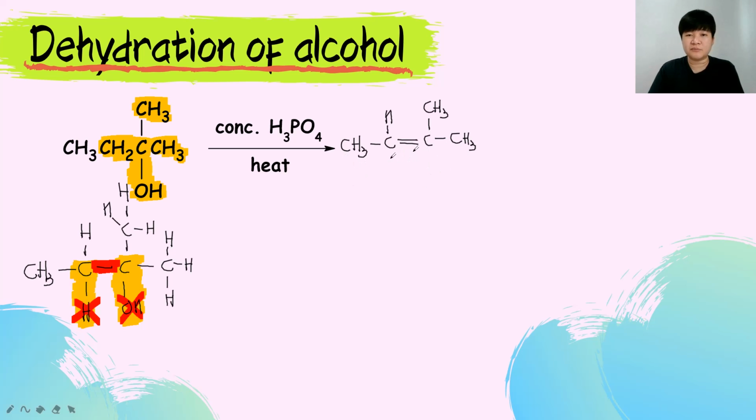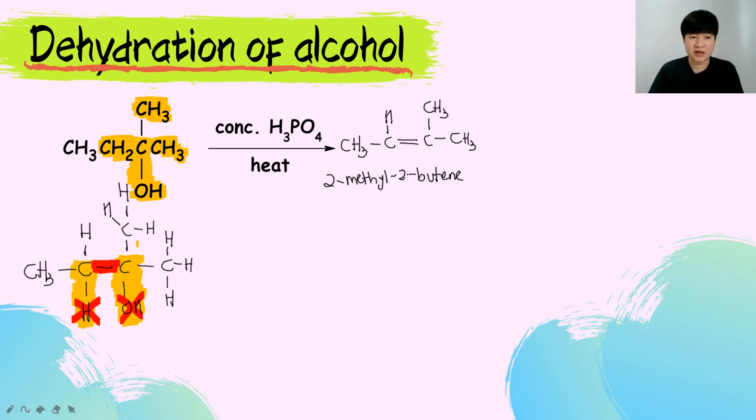So try to give a name to this one. The rules of naming, you have in your video 3.1 and 3.2, so you can watch that. And I'll just give you the name straight. It's 2-methyl-2-butene. So that is the name of your first product.